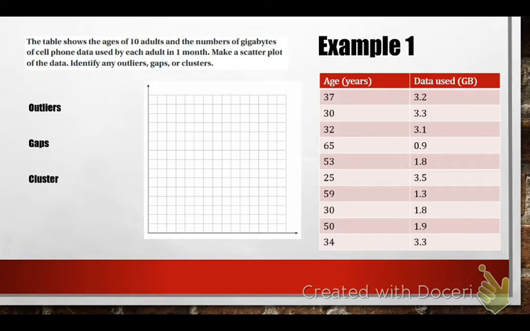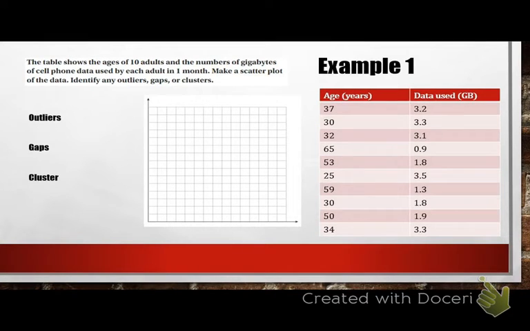Okay, so let's look at example one, and let's look at the scenario, and that'll help us understand what all these numbers mean. It says the table shows the ages of 10 adults and the number of gigabytes of cell phone data used.